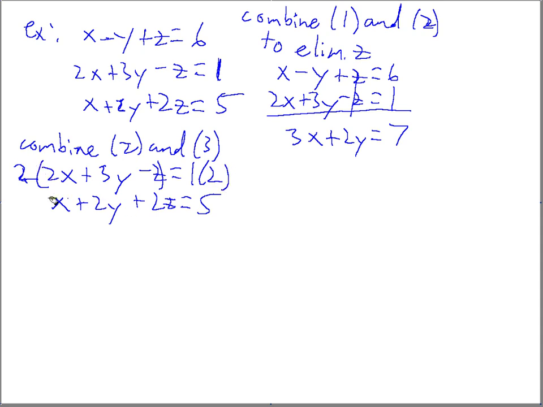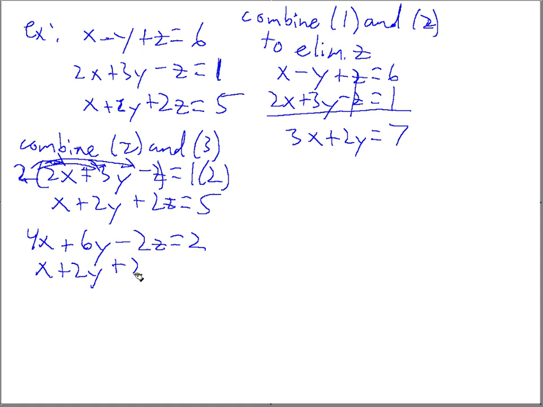Let me write this new equation below. The second equation becomes 4x plus 6y, distributing the 2 there, minus 2z equal to 1 times 2, which is 2. Again, the third equation stays the same. Let me just recopy it below: x plus 2y plus 2z equal to 5. Now I can simply add these to get rid of the z variable.